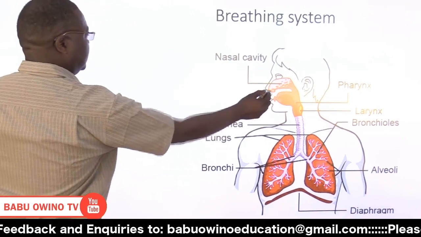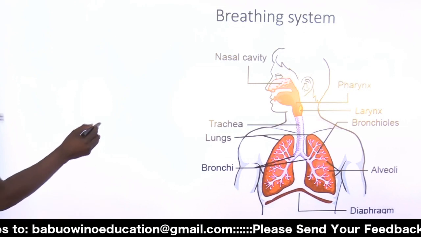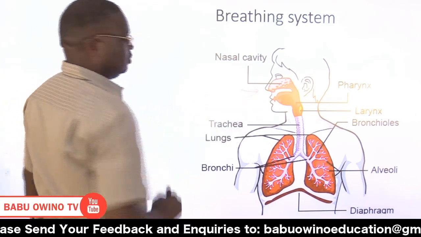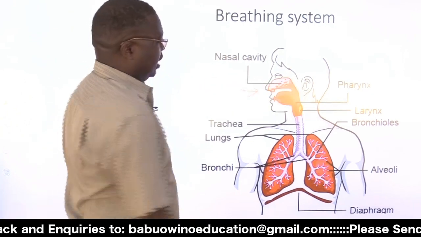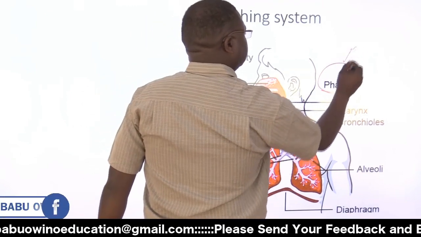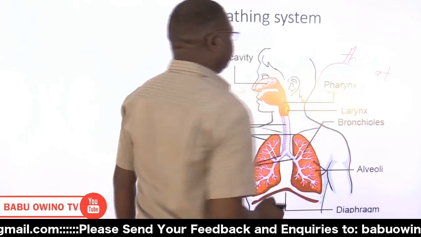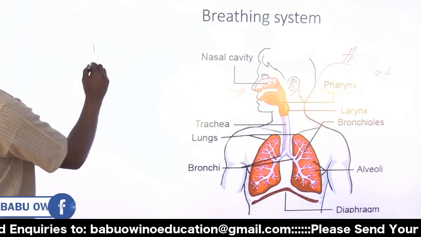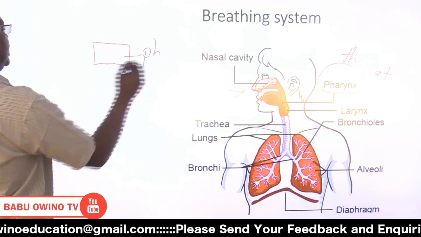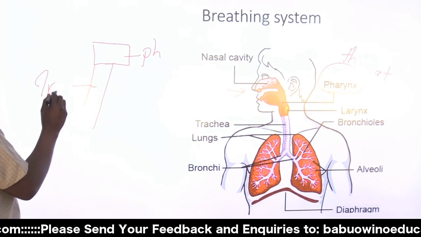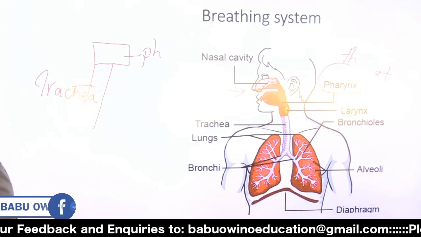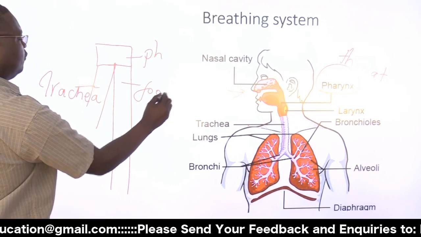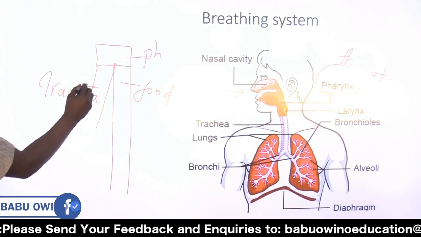When you breathe in, air enters through your nose, this part, and it moves down to the trachea. Above the trachea, we have the pharynx. Pharynx is what we can also call the throat. It receives air from the nose and also food from the mouth during digestion. The pharynx breaks into two. The first part leads to the trachea, also called the windpipe. That's where air enters. From the pharynx, we also have another pipe that we call the food pipe, or esophagus, or gullet. For today, we are going to take the windpipe branch.